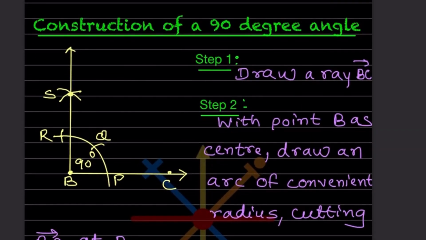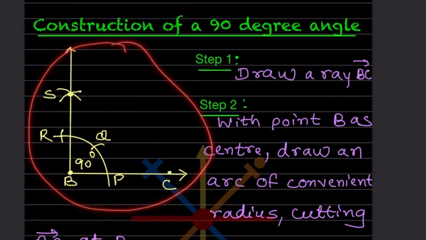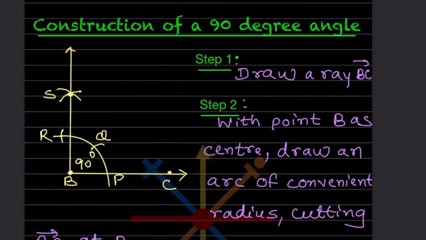So now we will see the construction of a 90-degree angle. This I have already drawn, and I will show you step by step how I did it. So again, first you will take a point over here and draw a ray BC. You can take any length and draw a line, that is the ray BC.